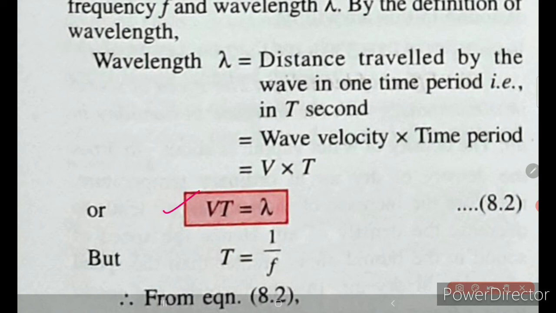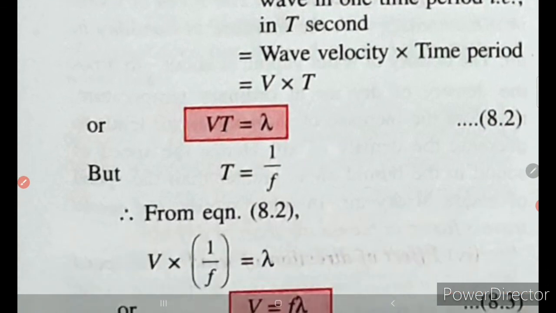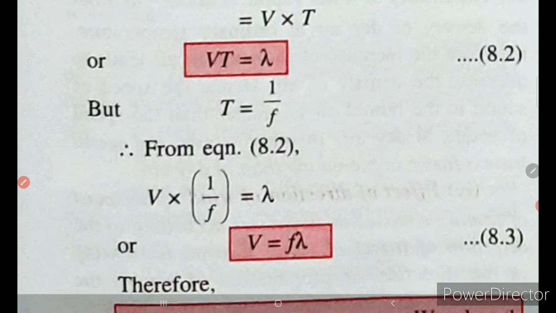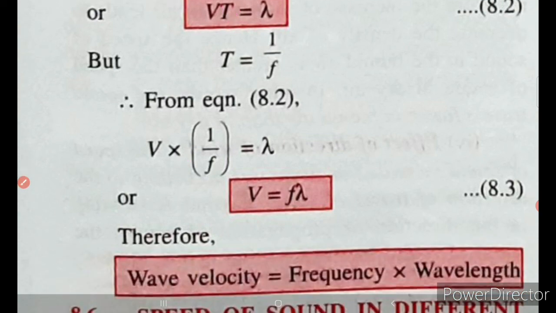And as you all know, the time period is the reciprocal of the frequency. Therefore we can write the wave velocity equals frequency multiplied by wavelength, because the time period is 1 upon f. So I hope you have understood till here, right? So we can write wave velocity equals frequency into wavelength. This is another formula. So this much for this video. Thank you so much.